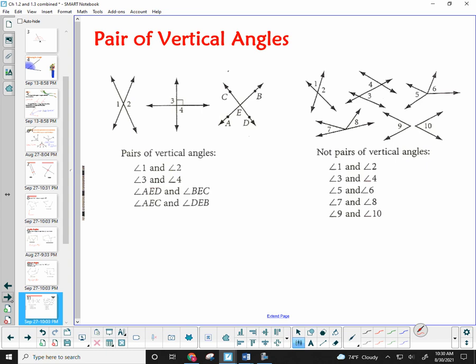Okay. So vertical angles. Vertical angles are created when two lines intersect. So when two lines intersect, we actually get four angles, right? They are the non-adjacent angles. Okay, so they are the non-adjacent angles.